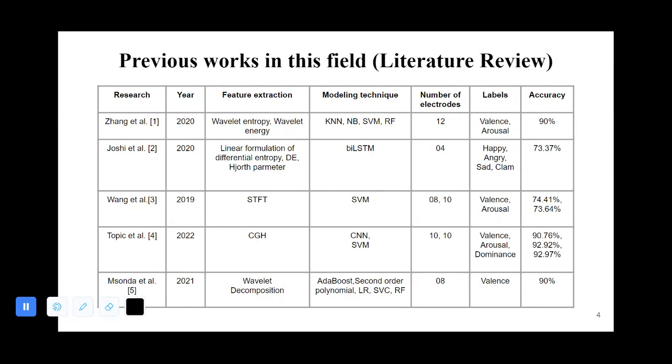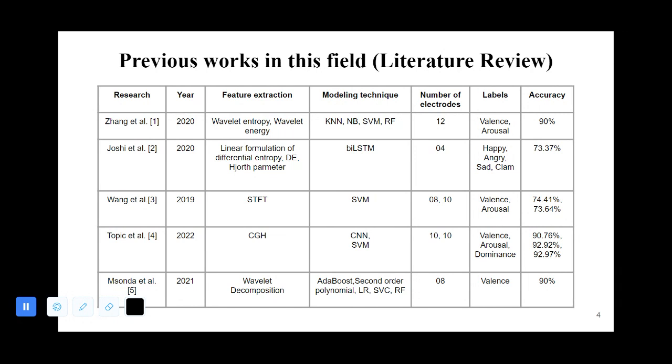So now let's talk about the previous works in this field. Many researchers have experimented with different numbers of electrodes for emotion recognition on the DEAP dataset. Firstly, Zhang et al. used wavelet entropy and wavelet energy as feature extraction, and KNN, NB, SVM, and RF as modeling techniques. They used 12 electrodes and achieved 90% accuracy. Joshi et al. used only 4 electrodes and achieved 73.37% accuracy using a linear formulation of differential entropy, DE, and Hjorth parameters as feature extraction, and BiLSTM as the modeling technique.